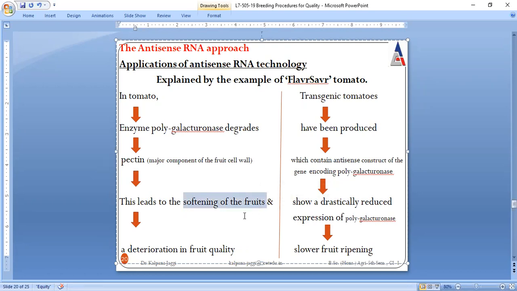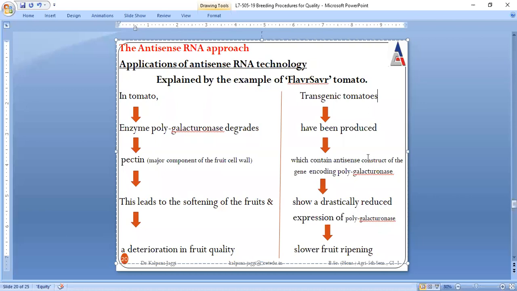When the fruit is softened, it deteriorates fast, and thus we can say that in the tomato, the presence of this enzyme leads to softening of fruits, and as a result deterioration in fruit quality, right? But on the other hand, if we have a tomato into which a foreign gene is introduced, that is transgenic tomatoes, these are ones in which the antisense construct is encoding for the enzyme polygalacturonase.